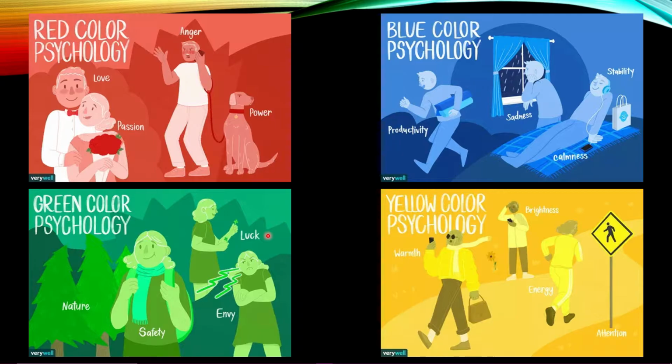There's also disgust, which is not on here. So like when you're disgusted at something. And then we have luck, like the clover. Next, we're going to move on to the color yellow. So we have warmth, brightness, energy, and attention. There's a lot of safety signs that use yellow to pop out at you to get your attention.